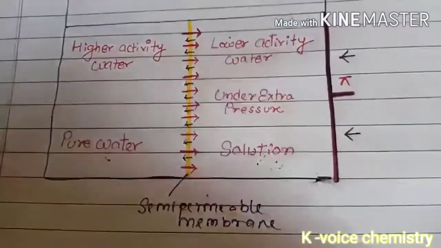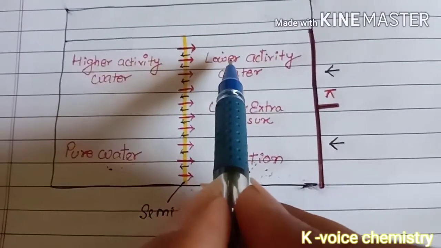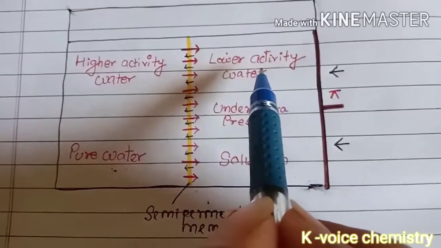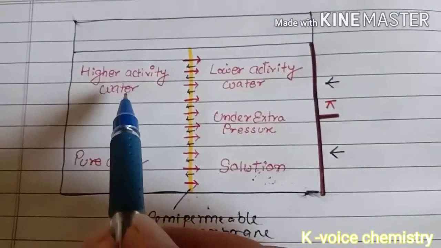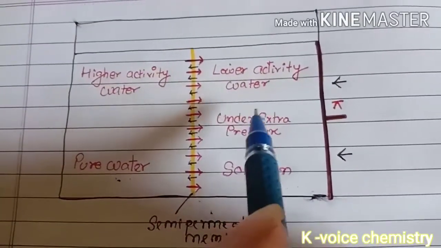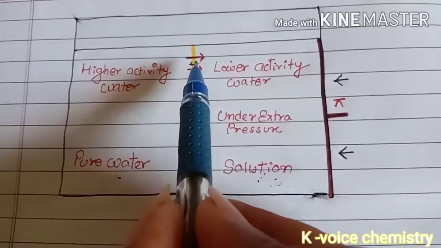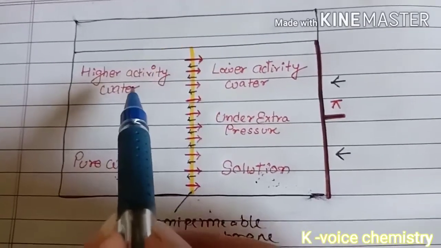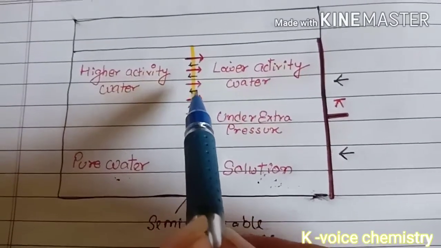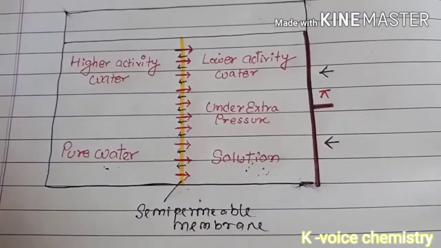Okay, and we can see this is the movement of the solvent molecule towards the solution. From a higher activity water to the lower activity water, or we can say from a less concentrated towards a more concentrated. And we can see that there are some solvent molecules in this solution also, and that also moves toward this solvent, but that is very less as compared to this movement toward the solution. Okay, so I hope that it's clear.